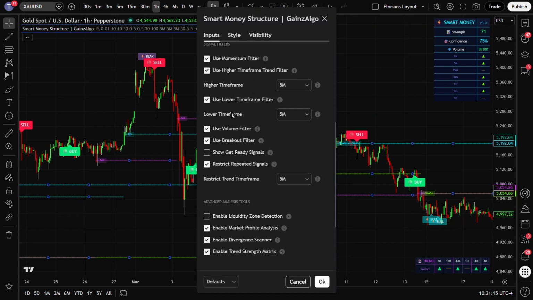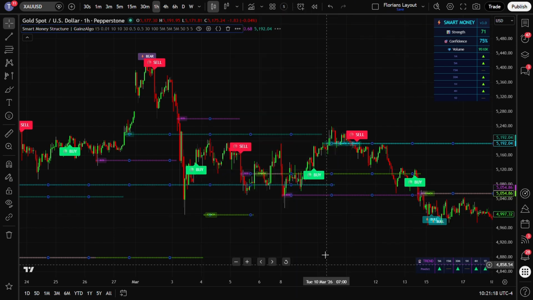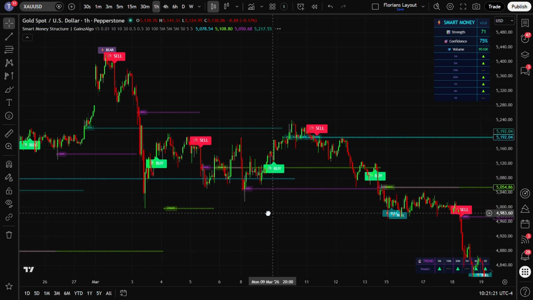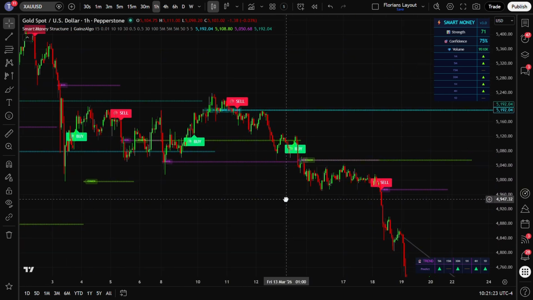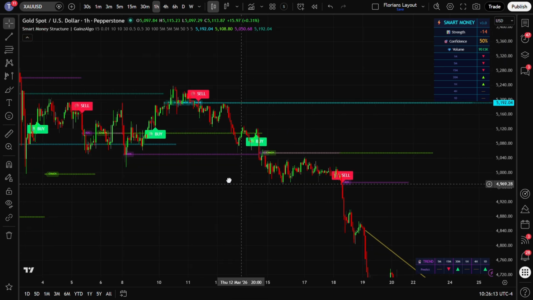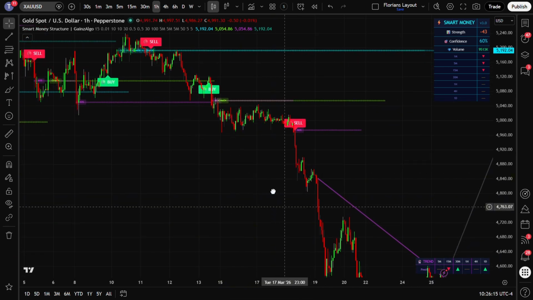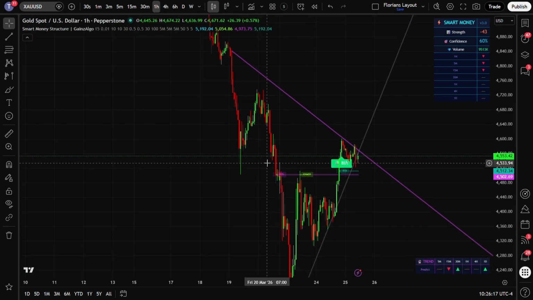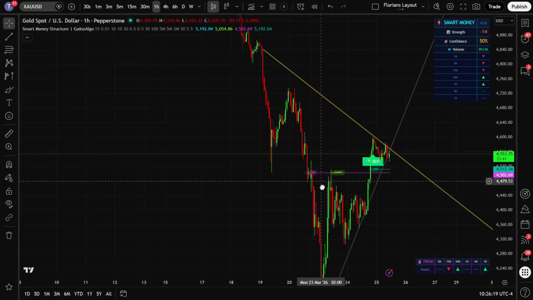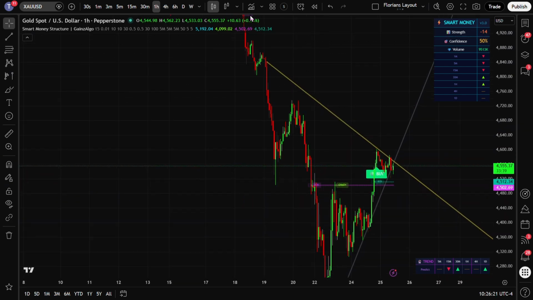Finally, scroll down and disable the divergence scanner. It's not that divergence is useless, it's that mixing it into a structure-based system creates conflicting signals. Turn it off and the indicator does exactly what it was built to do. Pure structure, pure confirmation. 3 adjustments. That's all it takes to go from a noisy signal machine to a precision institutional tool.